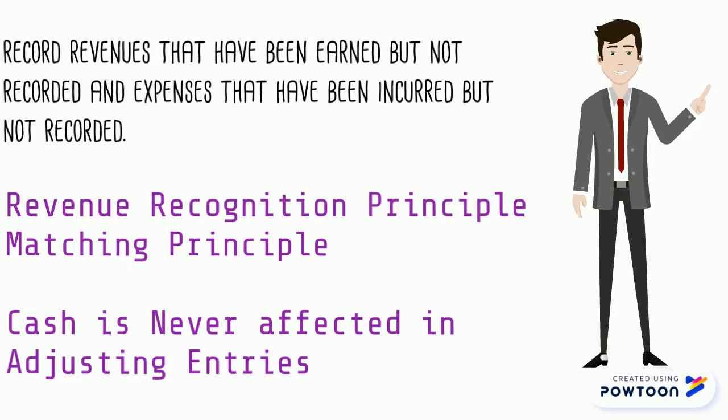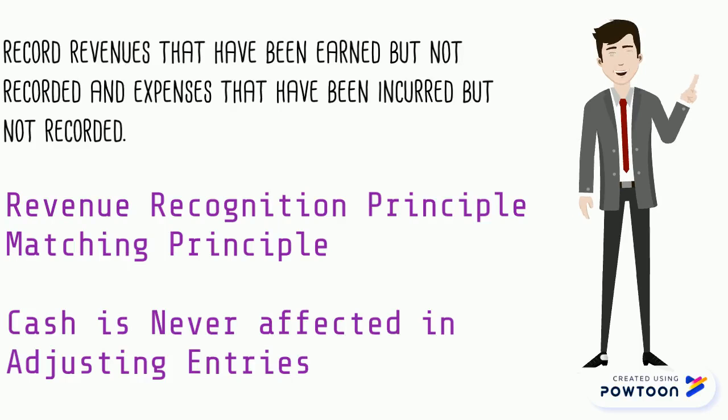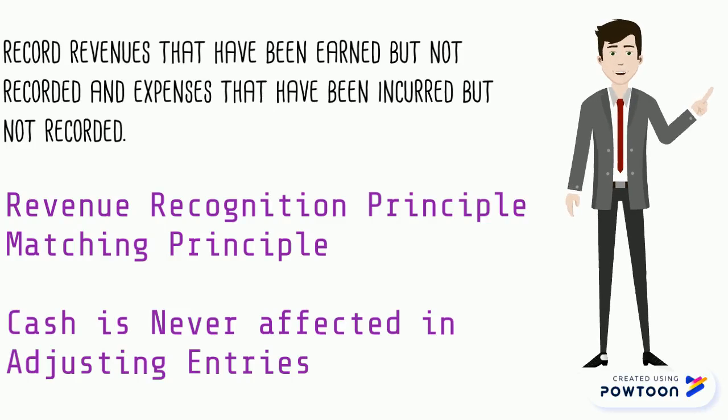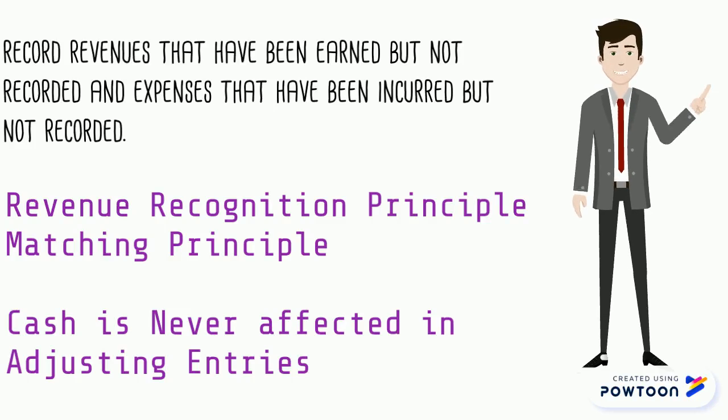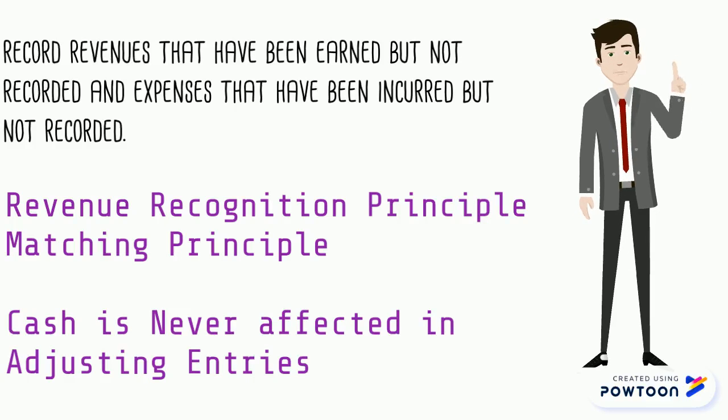This is the accrual basis of accounting and involves the application of the revenue recognition principle and the matching principle. The process of recording and posting entries occurs at the end of each accounting period after the trial balance is prepared. They all arise as the exchange of cash does not always coincide with the earning of revenue or incurrence of expense. Therefore, cash is never affected in adjusting journal entries.